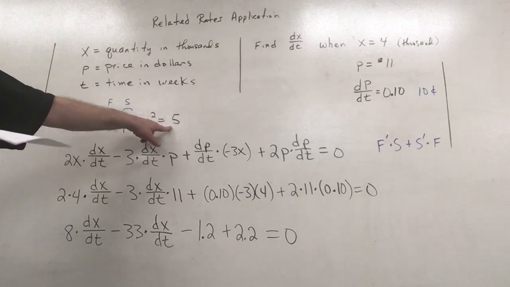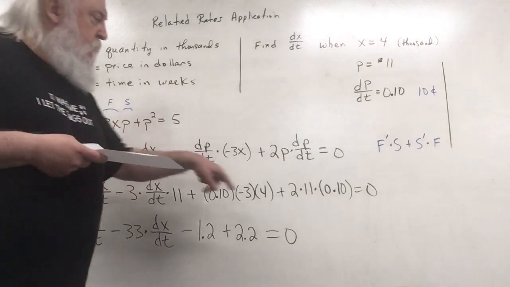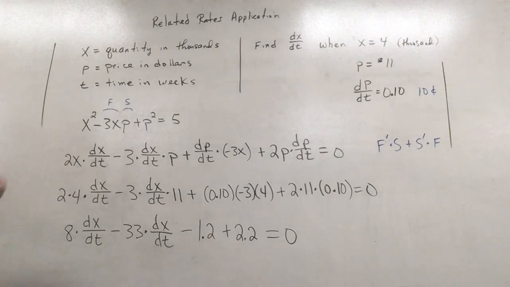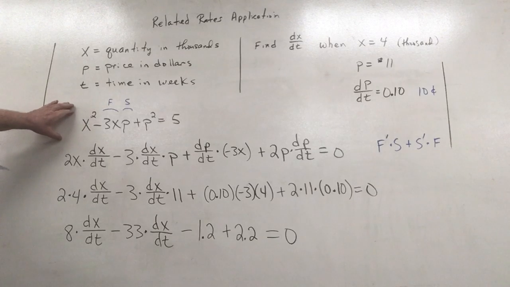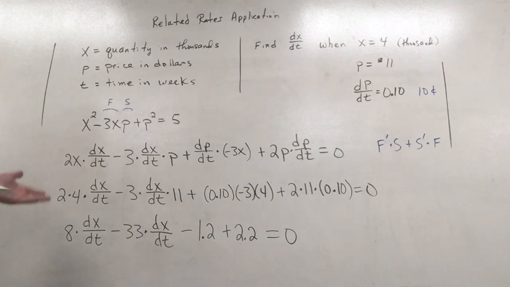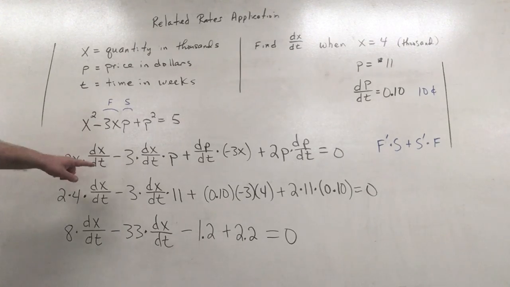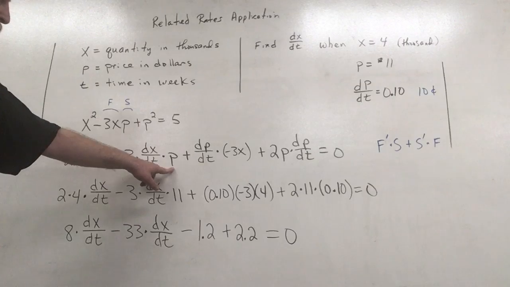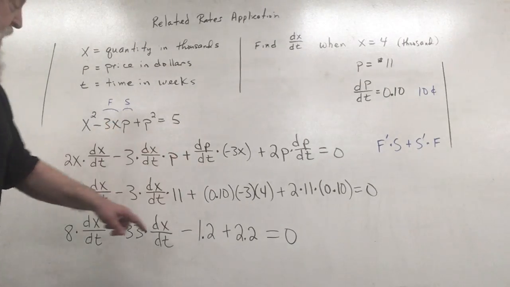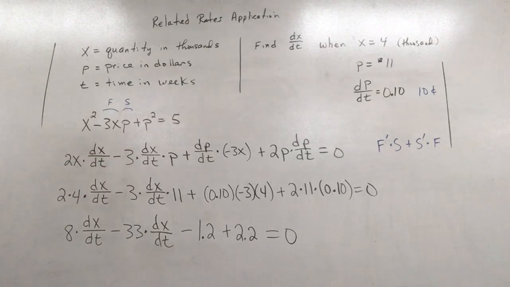And then on the right-hand side, the derivative of a constant is always 0, okay? Now we have the derivative of the supply equation with respect to time. Now, we don't have to simplify like we did with implicit differentiation because we're just solving for dx over dt. So we're going to plug in for x, we're going to plug in for p, and we're going to plug in for dp over dt, and then solve for dx over dt.